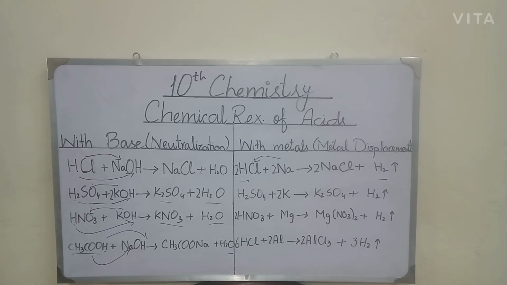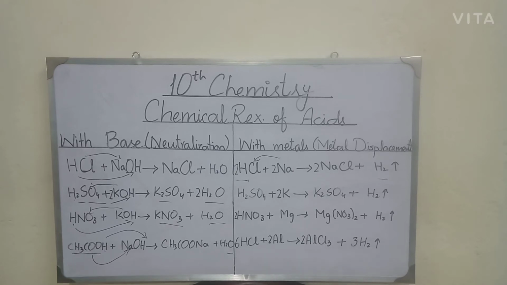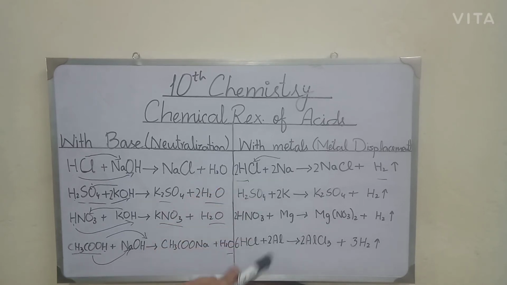Similarly, in the last example, hydrochloric acid HCl reacts with the aluminium metal, and this aluminium metal replaces the hydrogen ion and reacts with chloride ion and produces AlCl3, aluminium chloride. And these hydrogen ions react with each other and produce hydrogen gas. So in all 4 examples, the acid reacts with different types of metals and they produce salt and hydrogen gas.